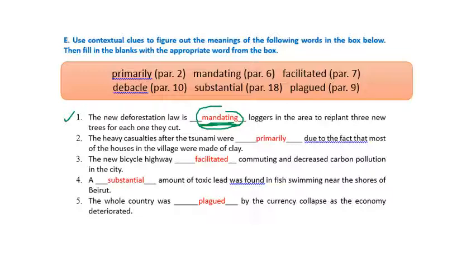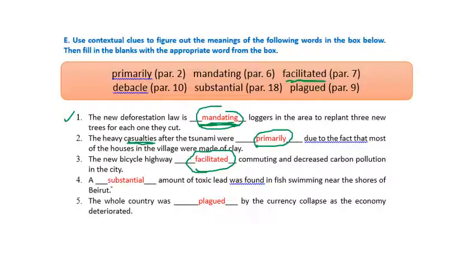The heavy casualties, or victims, or people who die or get injured after the tsunami, were primarily due to the fact that most of the houses in the village were made of clay. Primarily, majorly. The new bicycle highway facilitated, the word facilitated, just like technology facilitates our life, facilitated means made easier.